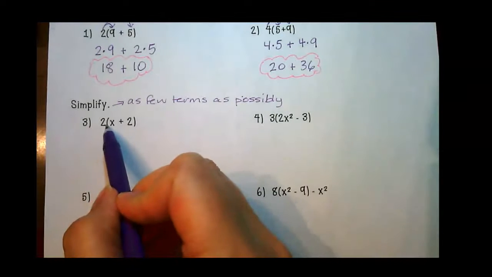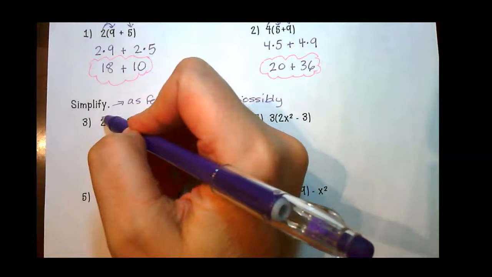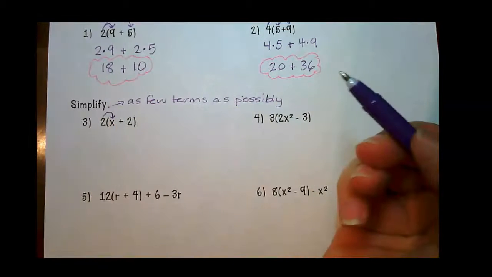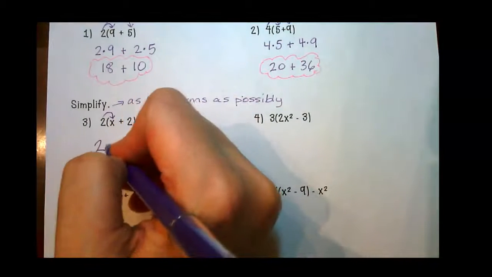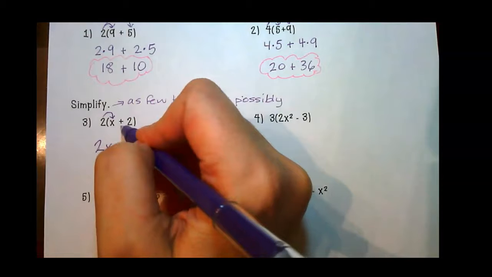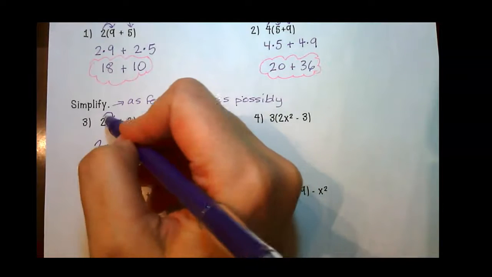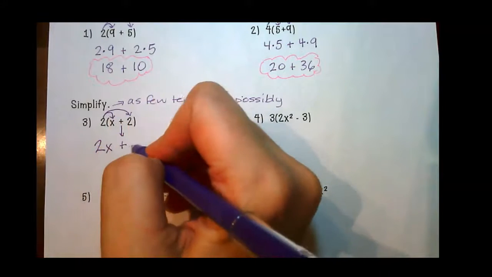Alright, so like I said, we can't add these because they're not like terms. There's nothing beside the 2 in the parentheses, so that tells us to distribute 2 times x, which is 2x. Bring down your plus. And then 2 times 2 is 4.